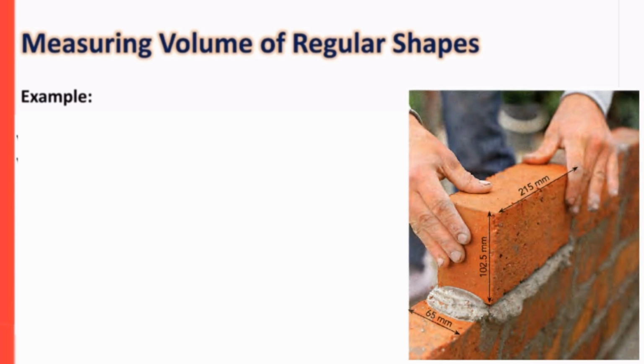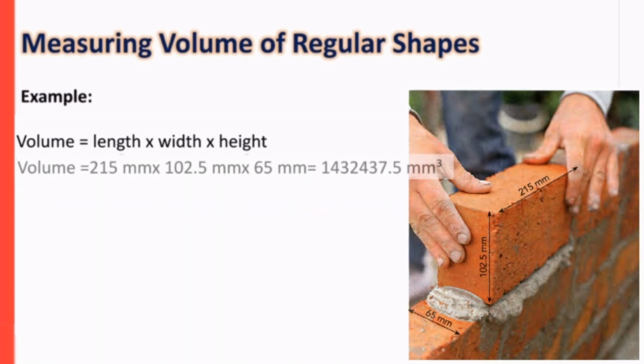Let's look at a practical example. Here we have a brick with measurements of 215 mm in length, 102.5 mm in width, and 65 mm in height. Using the formula for the volume of a cuboid, we can calculate the volume. This gives us a total volume of this number with the unit of cubic millimeters. This is how we can measure the volume of regular objects.